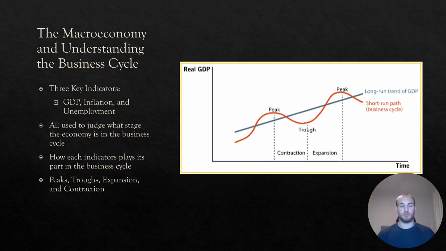Our first topic will be on the macroeconomy and understanding the business cycle. When we're looking at the macroeconomy and the business cycle, there are three key indicators: GDP, inflation, and unemployment. Gross domestic product, or GDP, is described as the market value of all final goods and services produced within a country during a specific period and is the sum of output from all economic activity by a country. GDP is typically used to measure living standards and economic growth within a country, as well as determining whether an economy is experiencing recession or expansion.